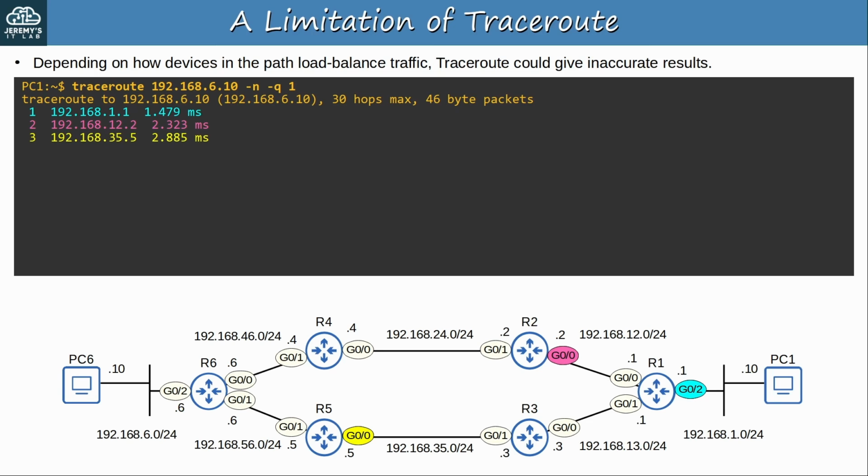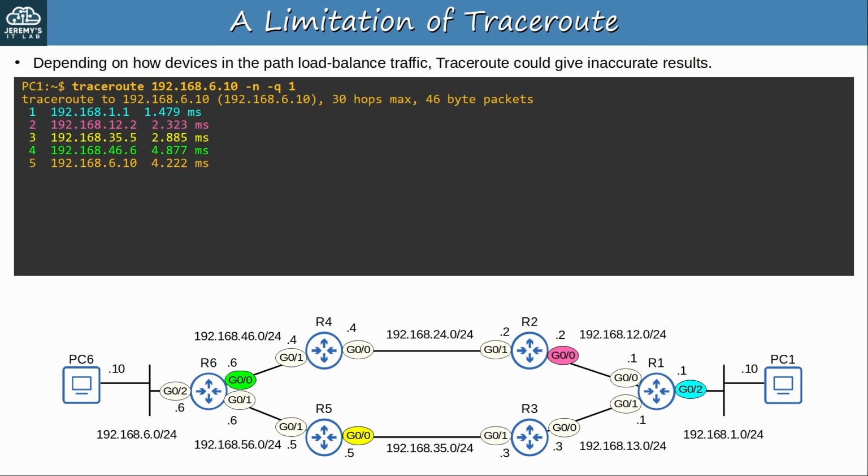Okay, that's odd. It looks like the traffic jumped from R2 to R5. And the next response is from R6 G00. So it looks like the path jumps between the top and bottom paths. The reason for this is that R1 is load balancing the packets over the two paths. The TTL2 message was sent to R2. The TTL3 message was sent to R5 via R3. And the TTL4 message was sent to R6 via R2 and R4.